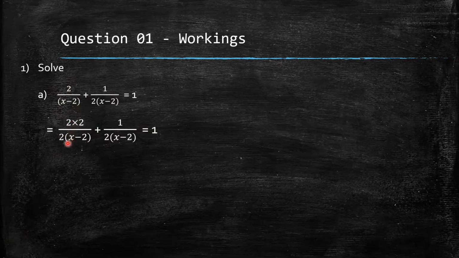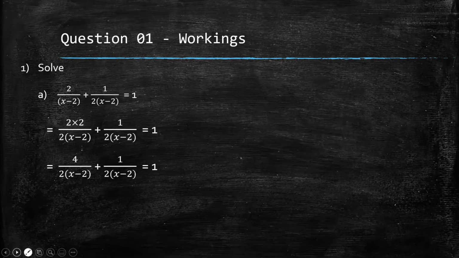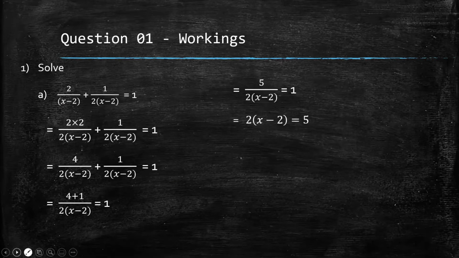So once you do that, 2 times 2 will be 4. 4 over 2 times x minus 2 plus 1 over 2 times x minus 2 is equal to 1. Now you can see there is a common denominator which is 2 times x minus 2. So you can add the numerators together. Having a common denominator 2 times x minus 2, you can add 4 plus 1. So 4 plus 1 over 2 times x minus 2 is equal to 1. So then it is 5 over 2 times x minus 2 is equal to 1. Once you cross multiply it, you can see 2 times x minus 2 equals 5.